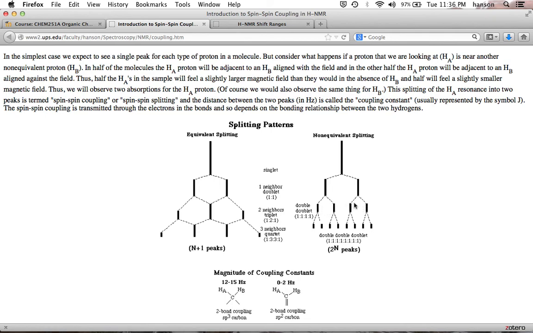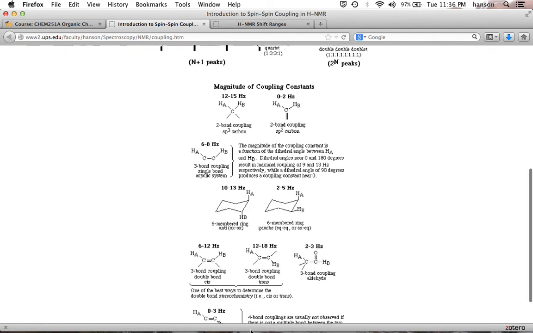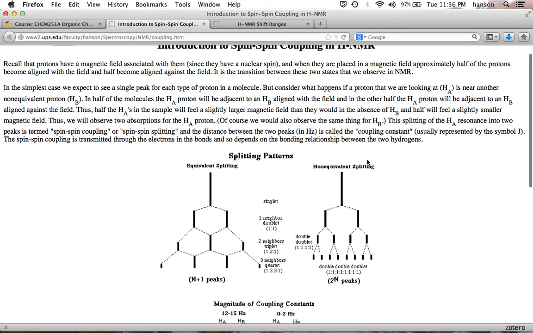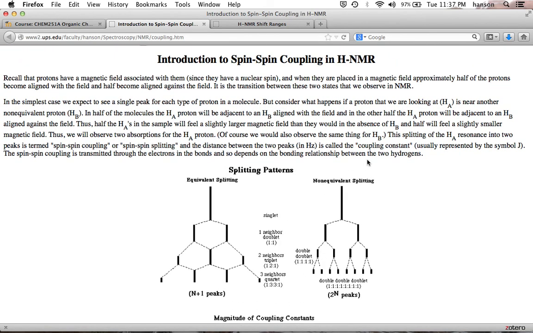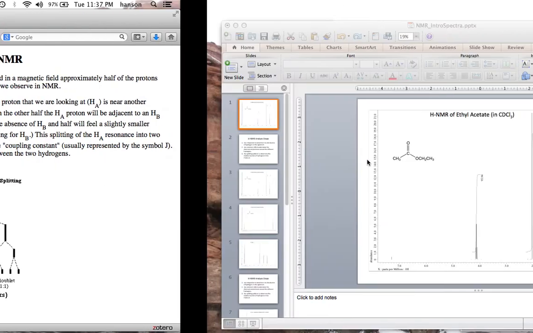But they'd all be the same size instead of like the quartet where they start small and get big. So again, we'll look at that. We'll also look a little bit at the magnitude of the coupling constants. I'm not going to worry about that right now in this introduction, but this is a handout that you'll want to take a look at, and we'll go through in class.